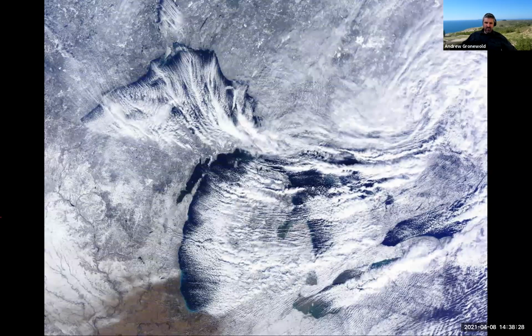So to start off with, why study the Great Lakes? From a global perspective, what are some of the research questions that are motivating what we're doing here? Well, first off, the Great Lakes are an unbelievably complex and fascinating ecosystem, both from a water quality perspective and a water quantity perspective. And I feel like this satellite image underscores some of those points.